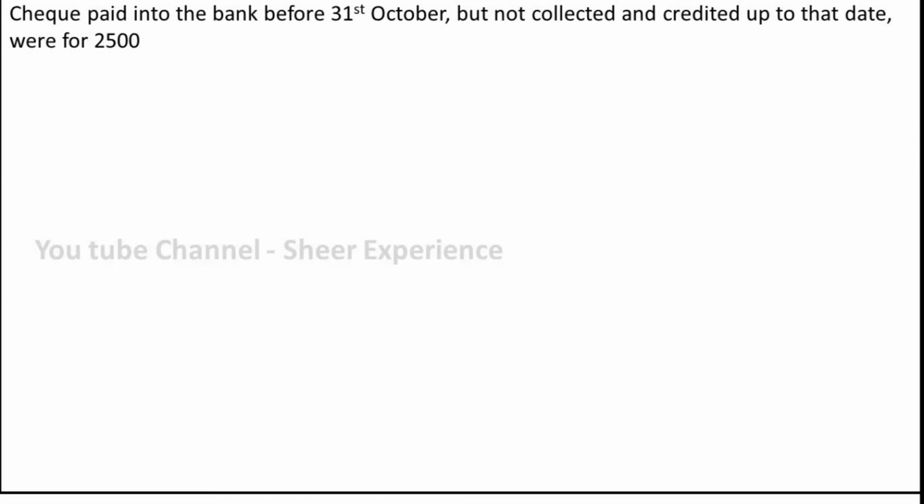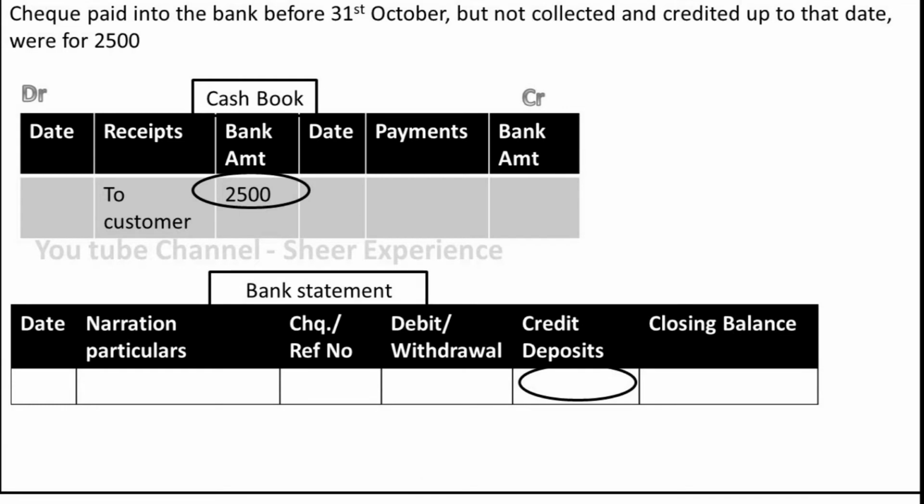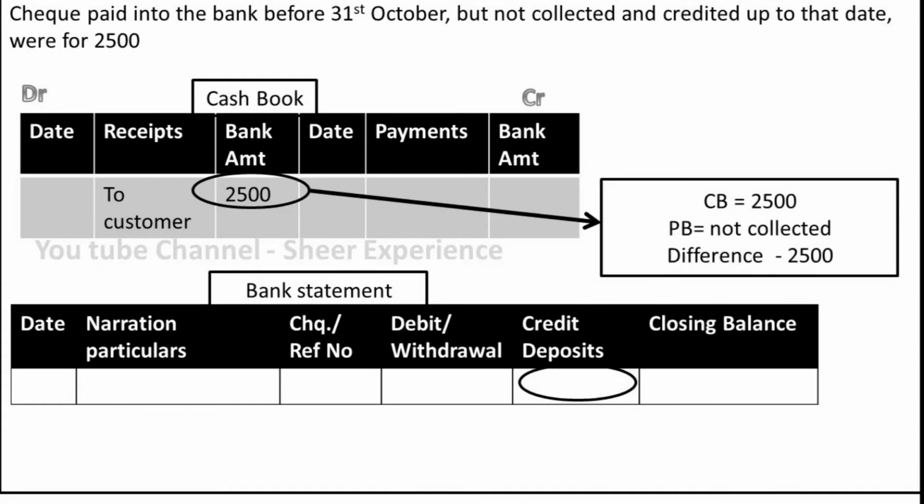And the next transaction is checks paid into bank before 31st October but not collected and credited up to the date, which were of 2,500. Checks paid into bank means checks deposited into bank. When we receive a check and deposit it into the bank on the same day, we mention it on the debit side of the cash book. Even here I mentioned the customer name and 2,500 in the bank amount column. But the transaction says the amount is not collected by the bank, so in the bank statement, the amount is not reflecting. The difference between cash book and passbook is 2,500.